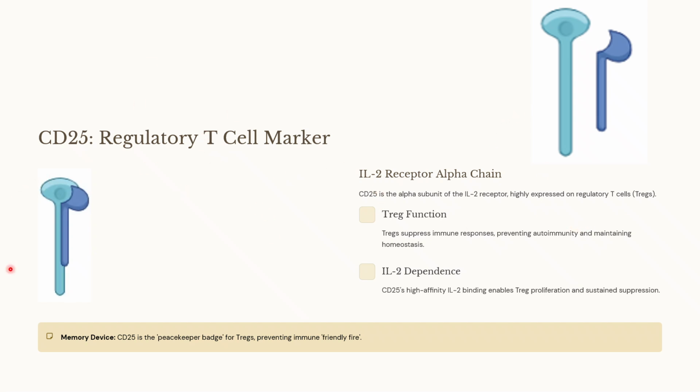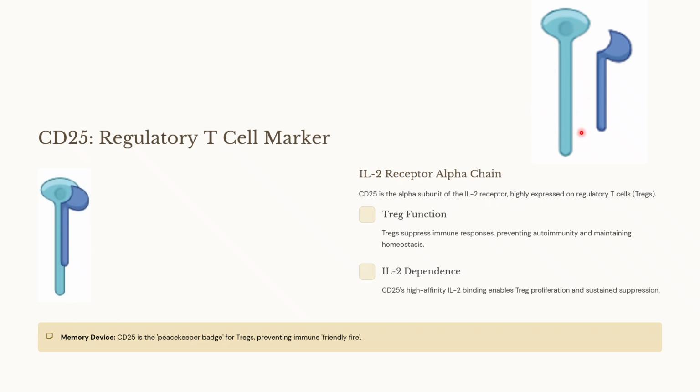Interleukin 2. This is the interleukin 2 receptor. The interleukin 2 receptor has an alpha chain as well as the gamma. This is the alpha. CD25 is the regulatory T cell marker. It is the alpha subunit of the interleukin 2 receptor. This is the alpha, this is CD25.